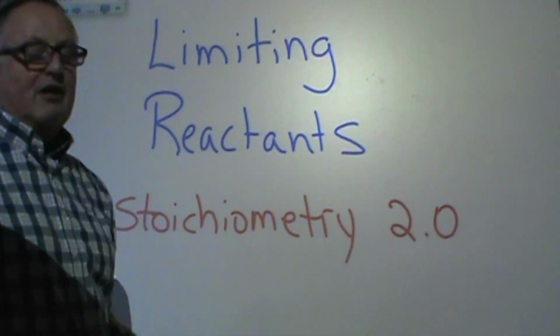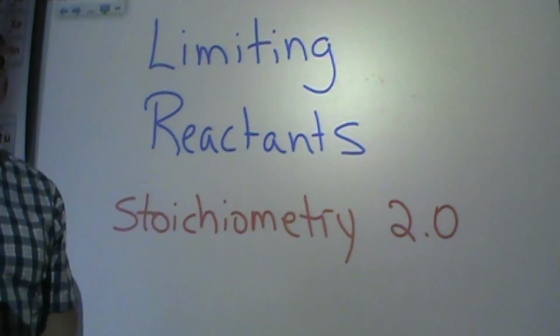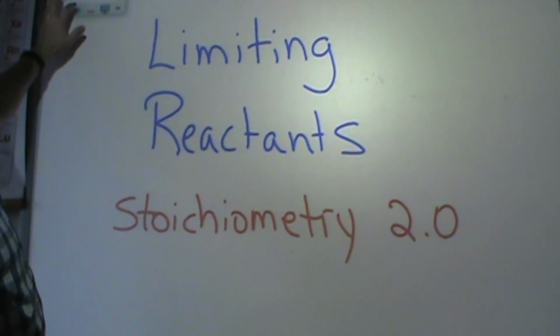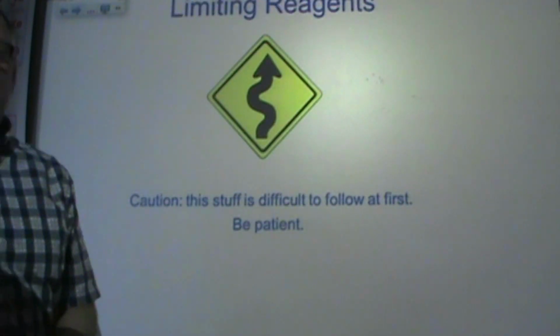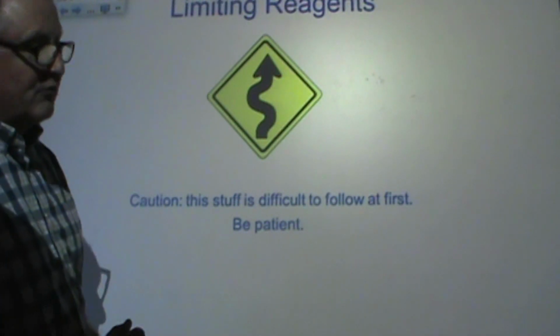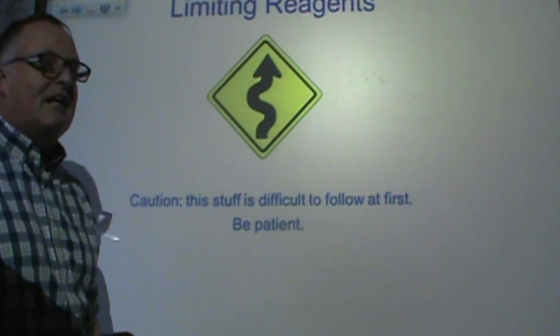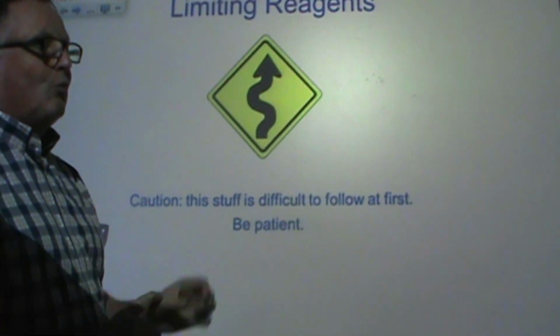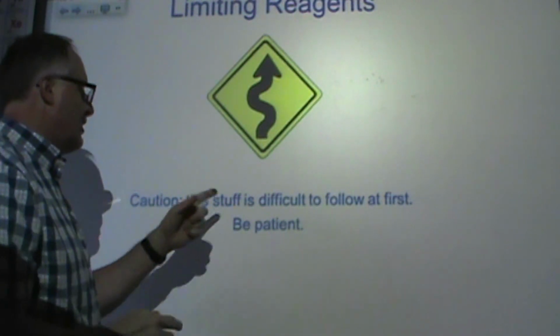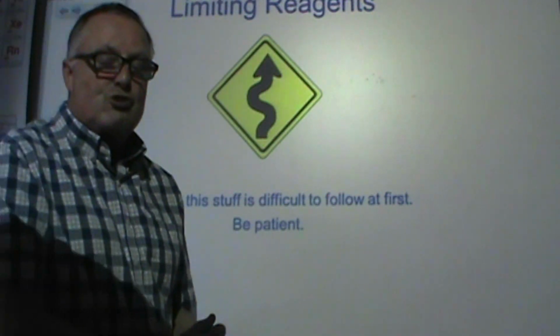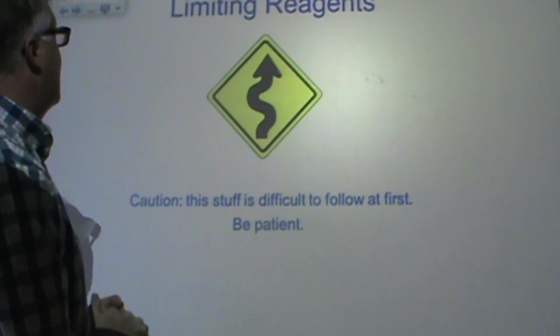So this is still stoichiometry, just stoichiometry 2.0. Now it's limiting reactants, and it's going to seem a little bit trickier when you start out, but it's really the same thing. You just have one more step at the beginning, and it's not even that difficult, but it's easy to forget one of the steps. So you have to be careful, be patient, choose wisely how you proceed as we go through.